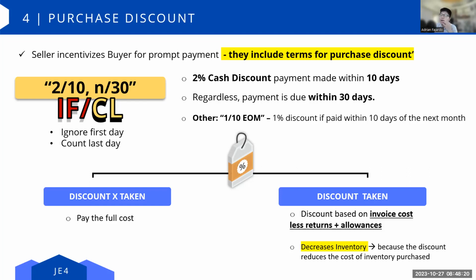So again, ano pang mga 1/10 EOM. 1/10 EOM means 1% discount 10 days after the end of the month of the next month. So, January 1, ang term is 1/10 EOM. Ang mangyayari dyan is, hindi ako magsa-start sa January, I'll start with February. Right? So, February, 1, 2, 3, 4, 5, 6, 7, 8, 9, 10. So, February 10. 1/10 EOM.